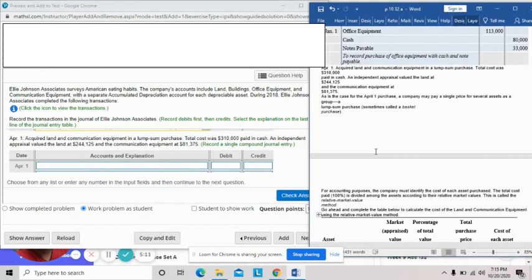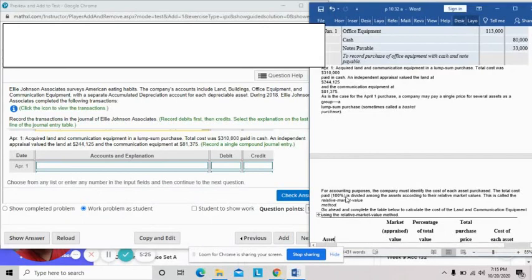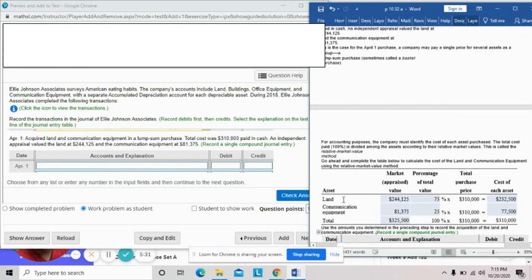You must go ahead and complete the table below to calculate the cost of the land and communication equipment using the relative market value method. So here in the problem, you have the journal entry, but it does not give you the table. That's something you'd have to write down on your own piece of paper. So this is a picture of the relative market value table. So here, as we mentioned, we purchased land appraised at 244,125, communication equipment at 81,375, for a total of $325,500.